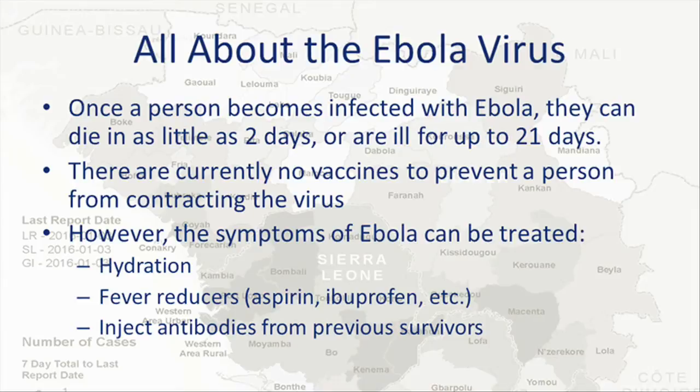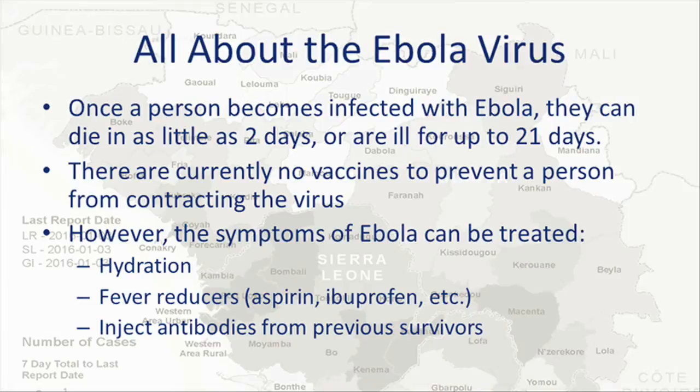And so once a person becomes infected with the virus, they can die in as little as 2 days, or they're ill for up to 21 days. And that's because once you come into contact with the virus, there's an 11-day incubation period. What an incubation period is, basically, the virus is multiplying within you, and you're not showing symptoms yet. So you might have no idea that you're sick for up to 11 days when you actually are sick. And then after that 11-day period, you'll start showing symptoms, you'll become very contagious, and then you can die within up to 10 more days.